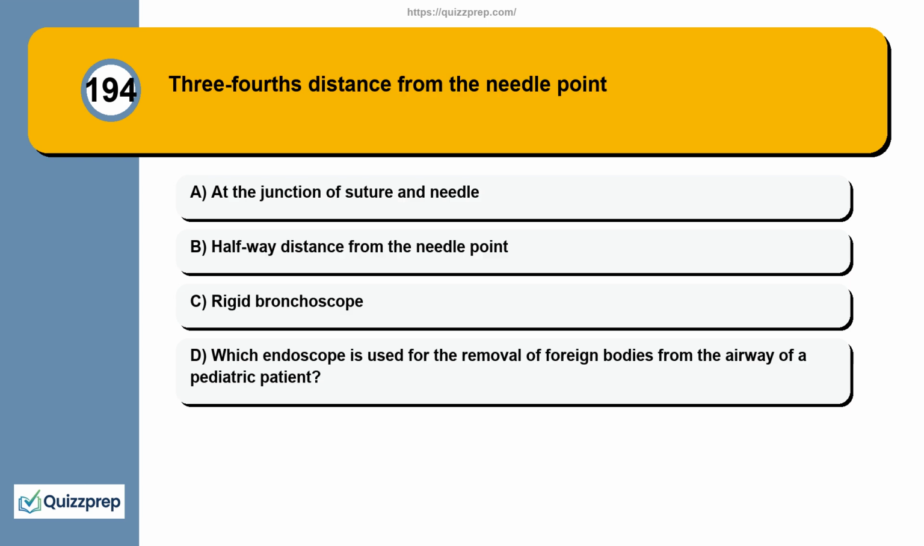Question 194. 3/4 distance from the needle point, option A. At the junction of suture and needle, option B. Halfway distance from the needle point, option C. Rigid bronchoscope, option D. Which endoscope is used for the removal of foreign bodies from the airway of a pediatric patient? The correct answer is option Nan.